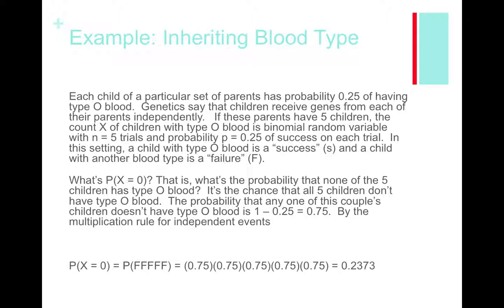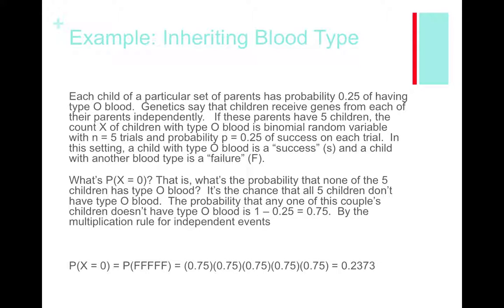Okay, so let's talk about the probability that our random variable will equal 0. So in other words, what's the probability that none of the children will have type O blood? None of the 5 children would have type O blood. It's the chance that all 5 children don't have type O blood. The probability that any one of the couple's children doesn't have type O blood is 1 minus 0.25. So that's the complement rule, right?